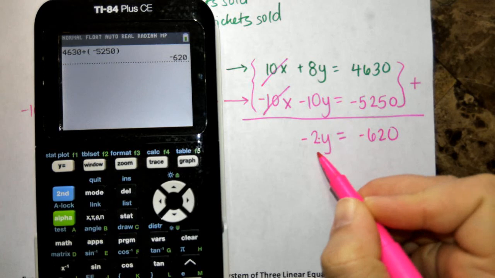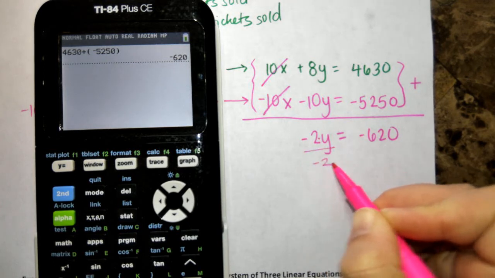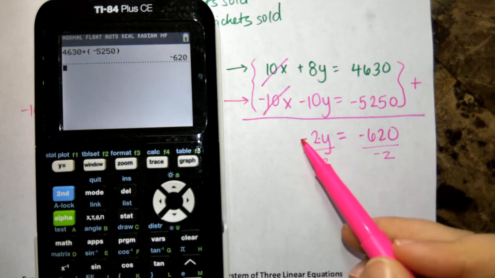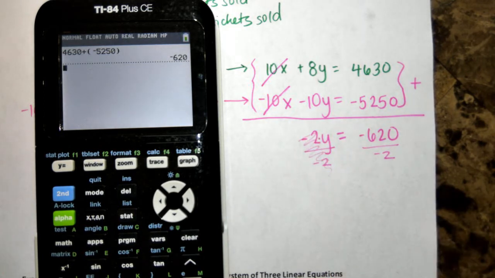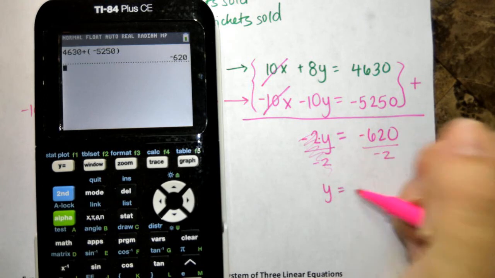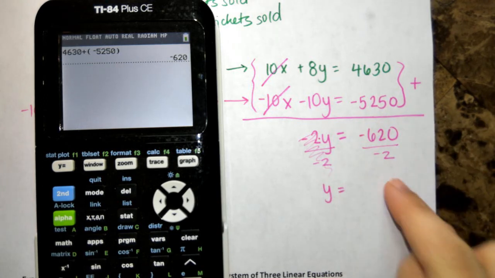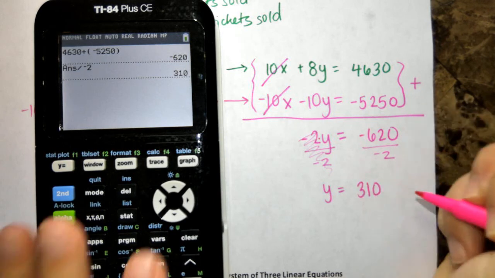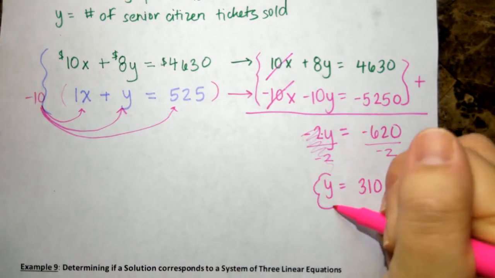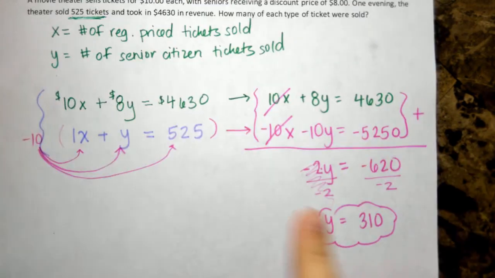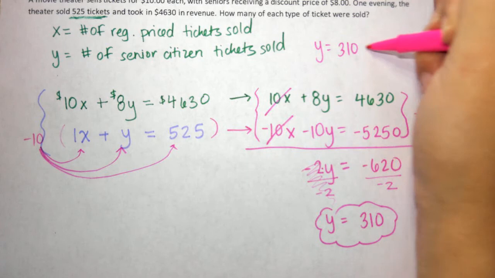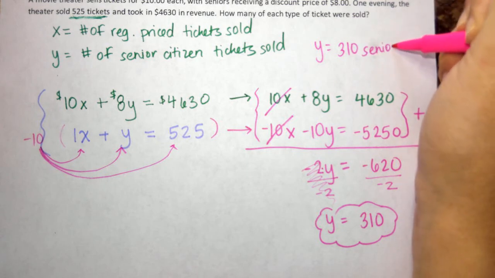Negative 2 is being multiplied by y, so I'm just going to divide both sides by negative 2. Negative 2 divided by itself, those cancel out, that's just one whole. And y is equal to negative 620 divided by negative 2, which is positive 310. So what does this mean? Well, this means that there was a total of 310 senior citizen tickets sold that night.